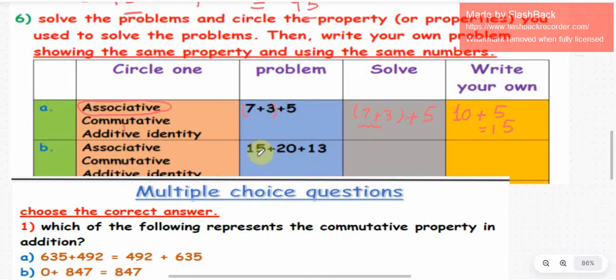Question number B. 15 plus 20 plus 13. I have more than two numbers, so I have to choose the associative property. Okay. Take 5 plus 10 plus 20 together, and outside we have 13. Get the answer of the bracket. 5 plus 0 equals 5. 1 plus 2 equals 3. And outside, don't forget, we have 13. Equals 5 plus 3 equals 8. With 3 plus 1 equals 4.